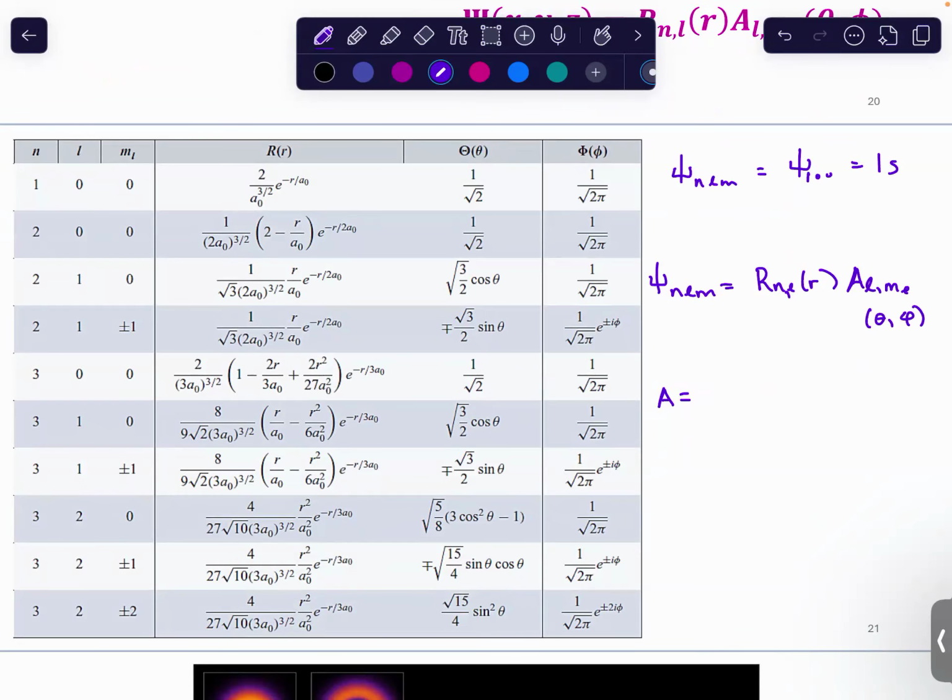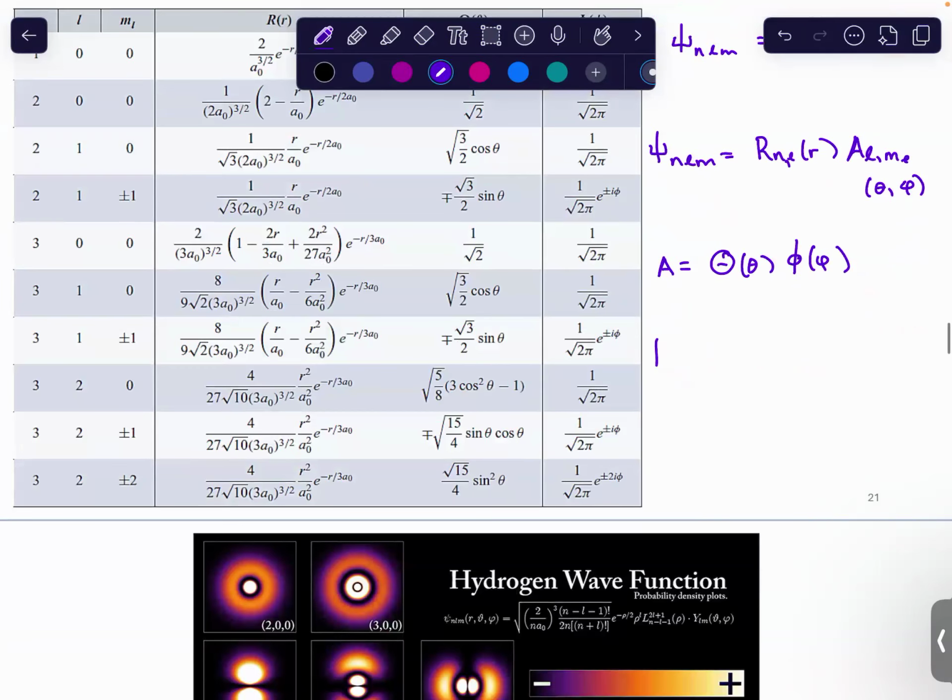can then also be separated into a capital theta portion and a phi portion. So that lets you know that your psi is going to be R times theta times phi. So you can actually break it apart even further. And that's how you know how to take these individual pieces and put them together into an actual wave function.